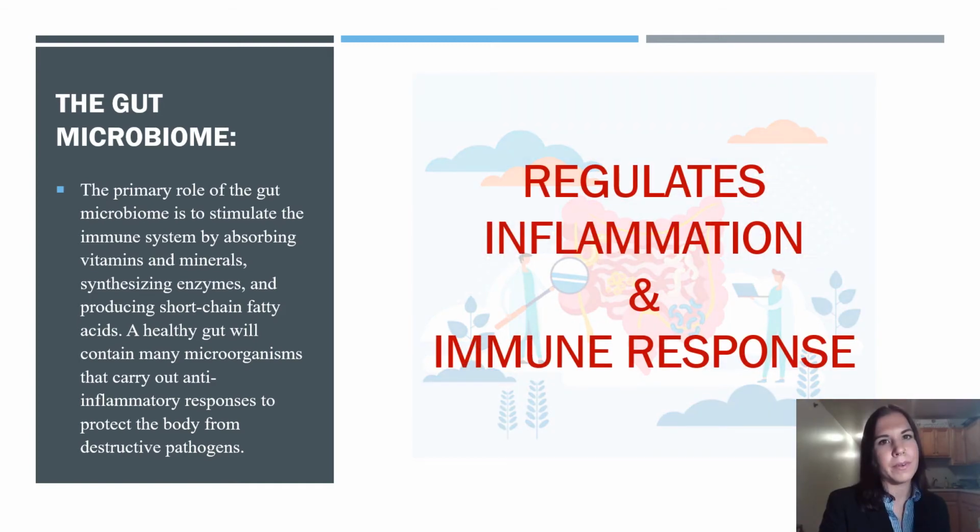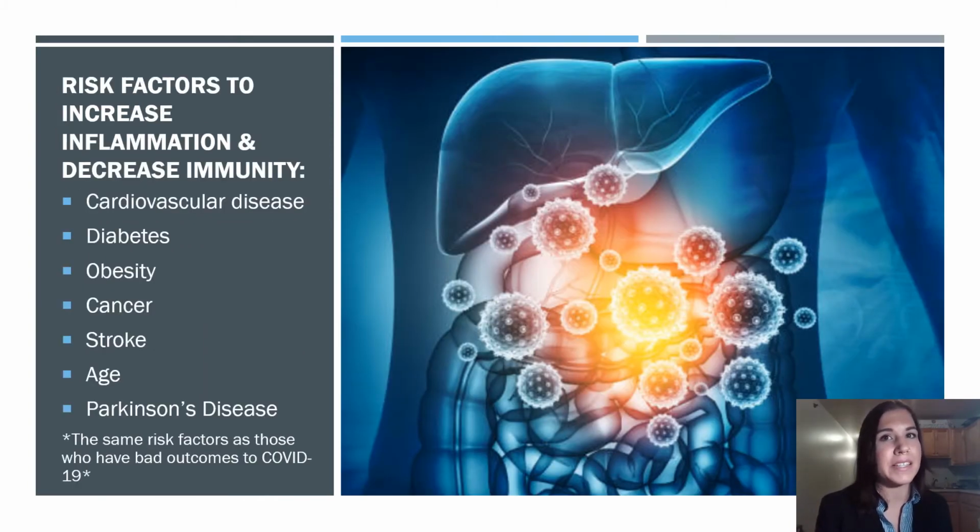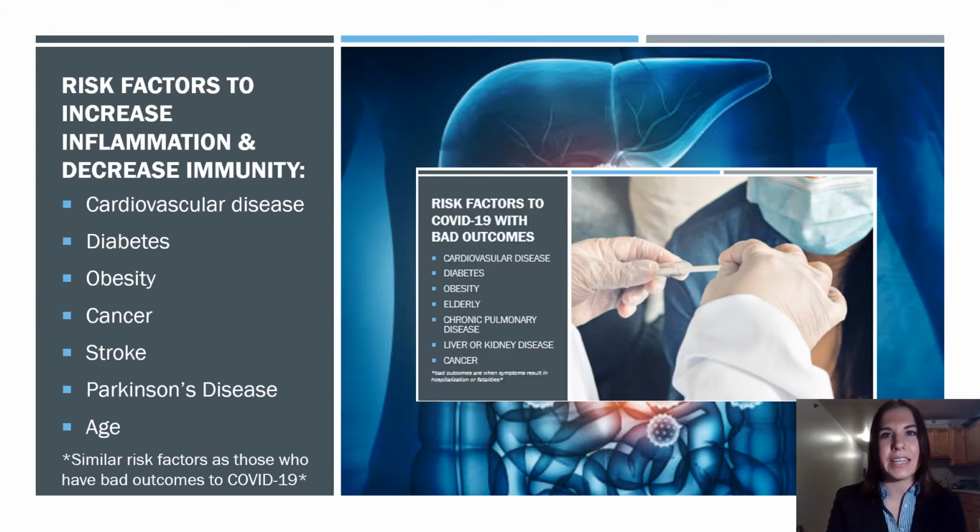So the most important role our gut microbiome plays is regulating inflammation and immune response. As inflammation accumulates in our body, our ability to carry out immune responses decreases. Over time, this can lead to health conditions such as cardiovascular disease, diabetes, obesity, cancer, stroke, Parkinson's disease, and more. I included age on here because as we get older, we do accumulate more inflammation. Now you can notice that these health conditions are the same as what leads to bad outcomes in COVID-19 patients.